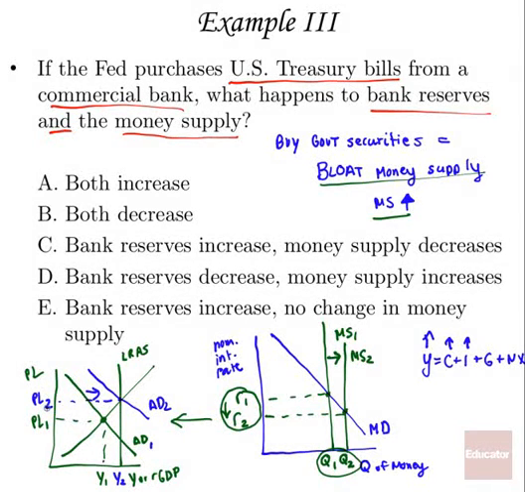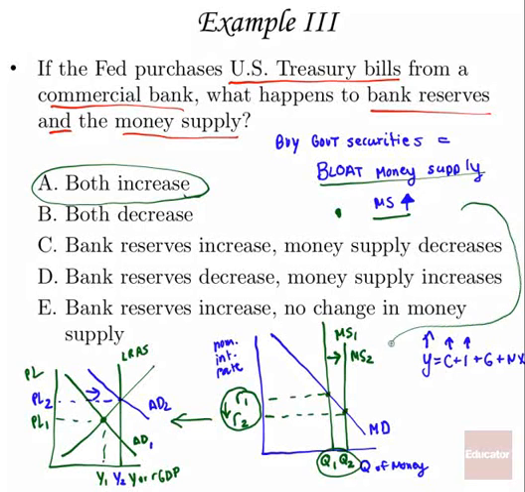So the answer: what happens to bank reserves and the money supply? They both increase. I gave you a whole lot more than was required to answer this, but hopefully you see the connection between the money supply, the money market graph, the macroeconomic equation, and then aggregate supply and aggregate demand. If you see the connection, it's definitely going to work out in your favor.